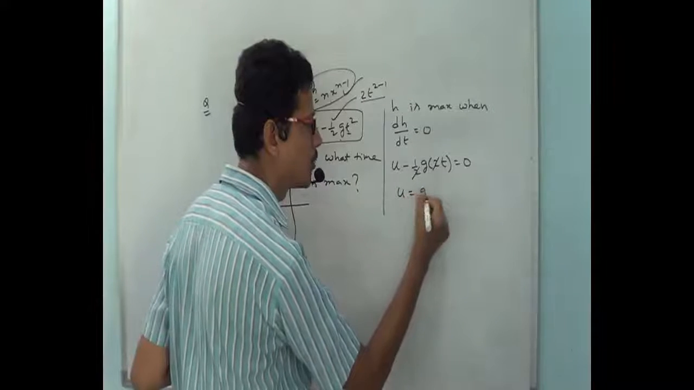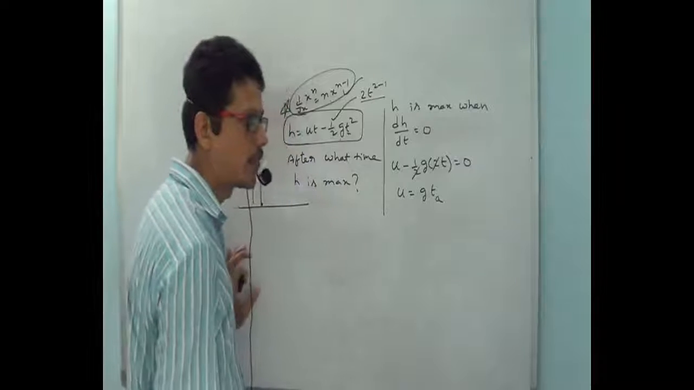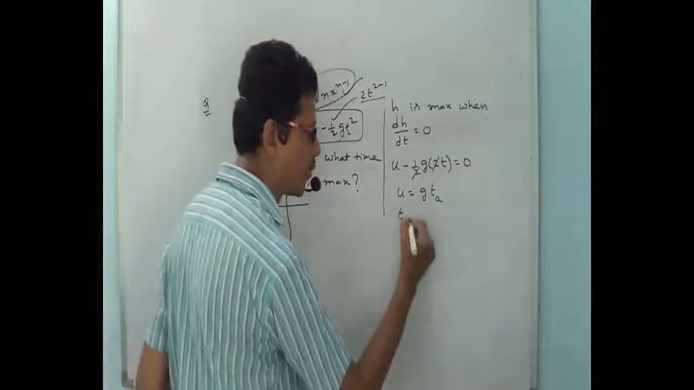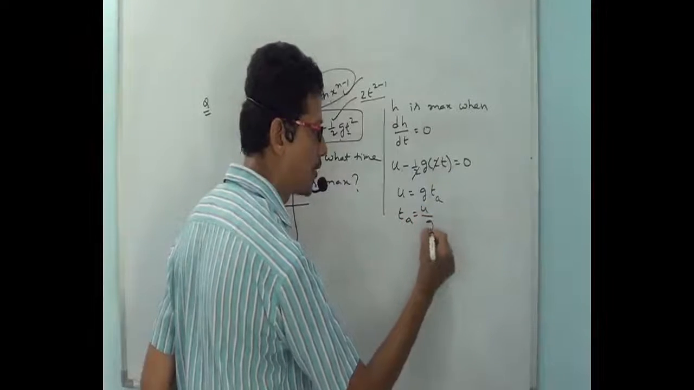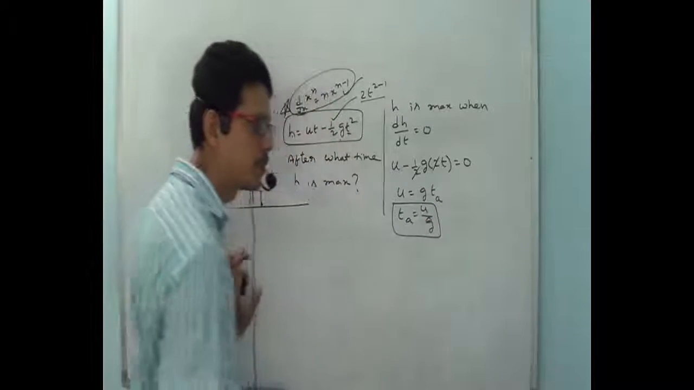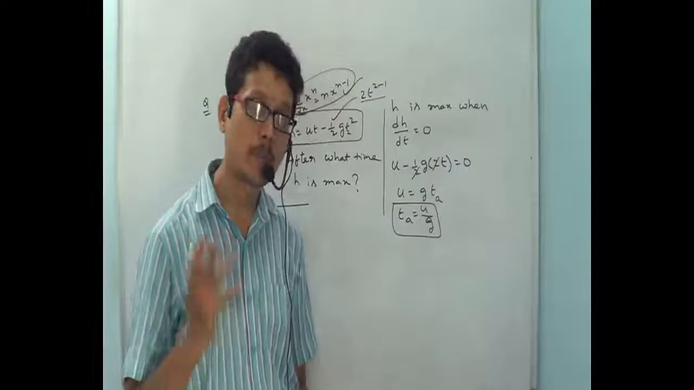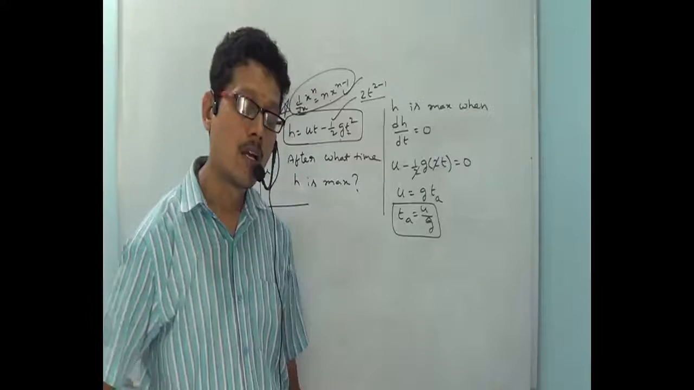And u is equal to gt. This I will write as ta. Ta means time of ascent. What you are getting is time of ascent equals u by g. That is the answer. So after this much time, you are having the maximum height of the body.